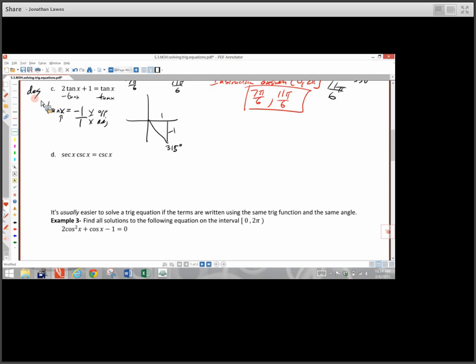Is there any place else? By the way, if you threw tangent inverse of -1 into your calculator, remember your calculator is going to give you this answer right here, but it's going to be -45, right? Yep. This is where your calculator gives you answers. What about the ones over here?